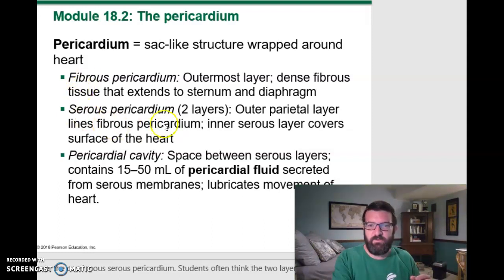And then you have serous pericardium, not as in the opposite of ridiculous, but as in the type of membrane you produce serous fluid. And that is right on the heart. And then in between the two serous layers, you have the pericardial cavity, which is full of fluid. And that fluid is important because your heart is constantly beating, right?